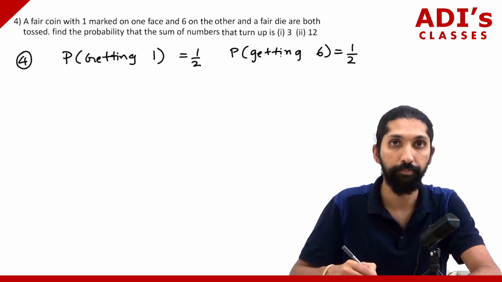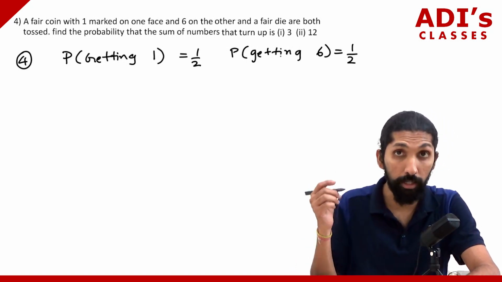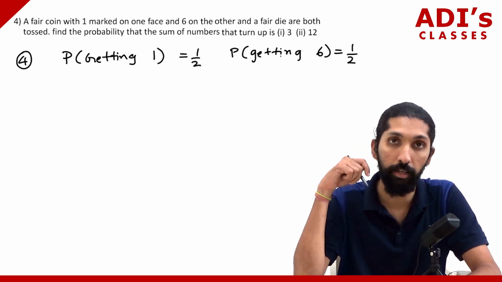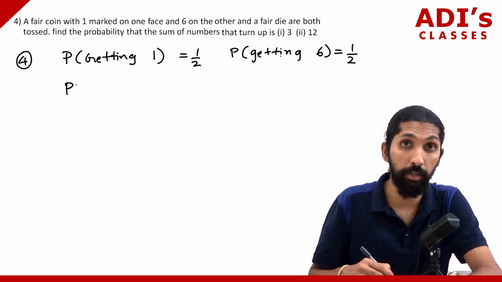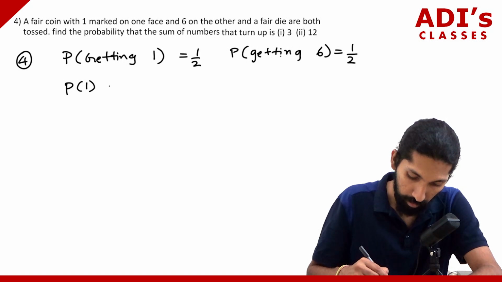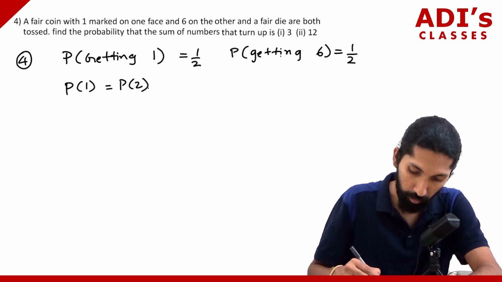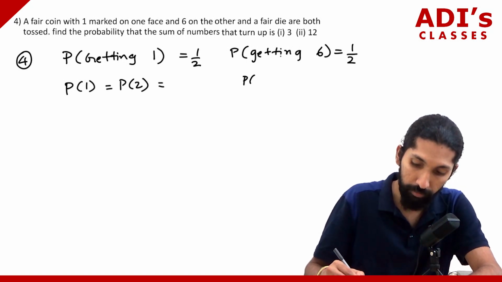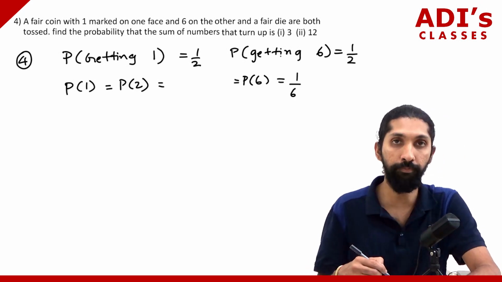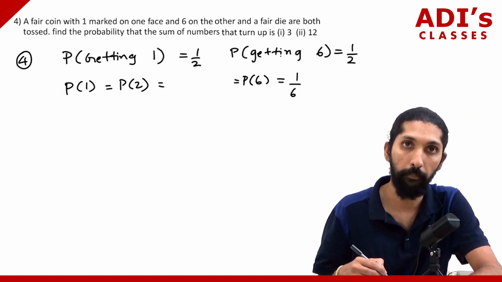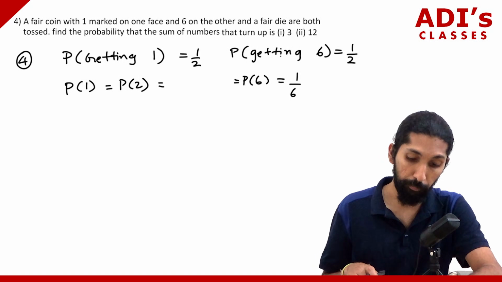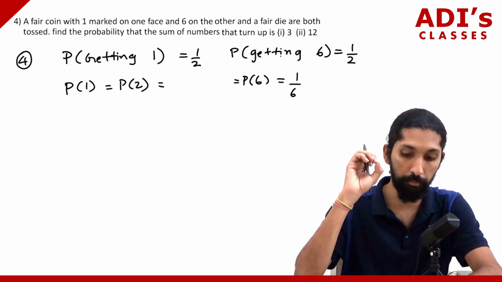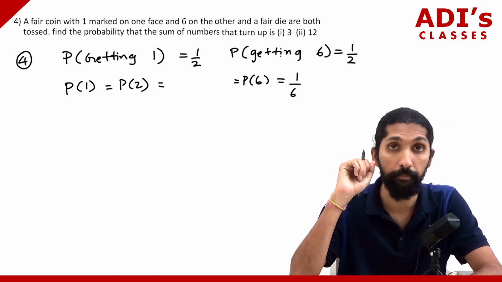Well and good. Now, when you roll a die, there are 6 sides of a die, correct? So, probability of each and every number, that is P of 1 is equal to P of 2 is equal to P of 3 till P of 6. All of them are 1 by 6. I hope this is clear for everyone, right? Now let's solve the problem. The first one is, what is the probability that the sum of the numbers that turn up is 3?